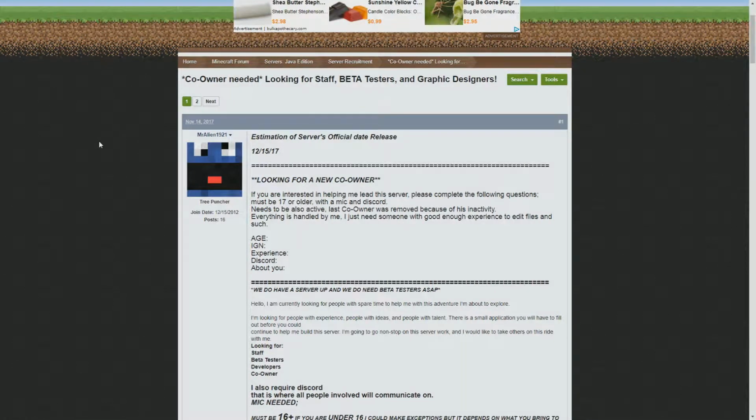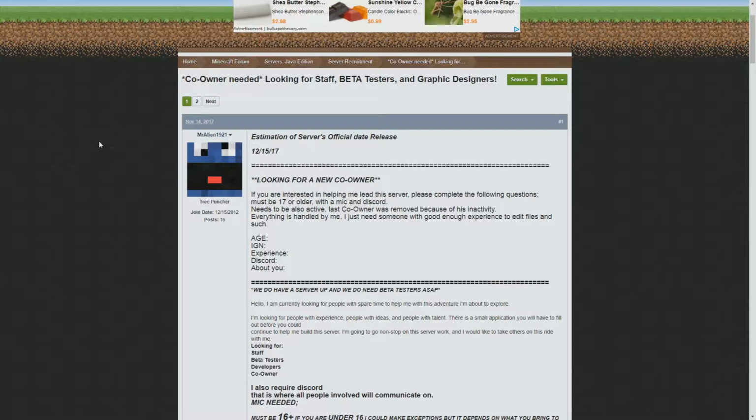Look for staff to get the formality out of the way. I am in no way connected to the servers that I advertise, so please do not ask me directly about staff-related questions. Today we've got a server that is currently looking for a co-owner, other kinds of staff, beta testers, and graphic designers.